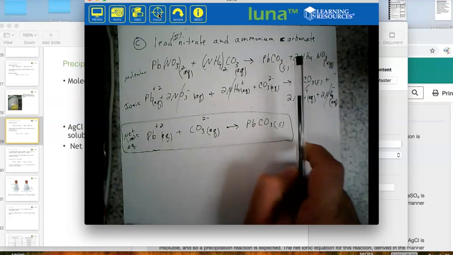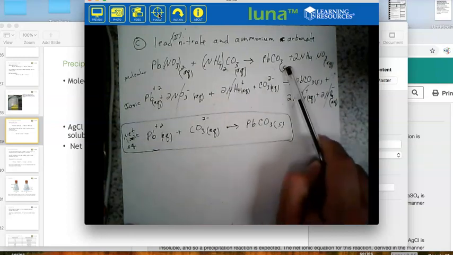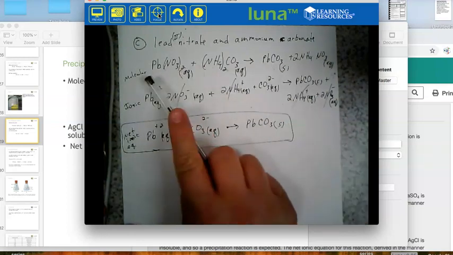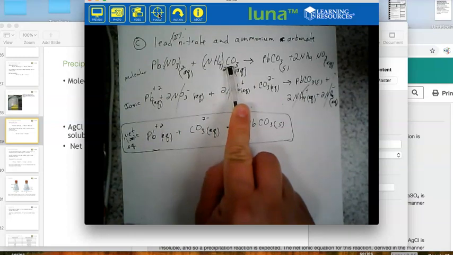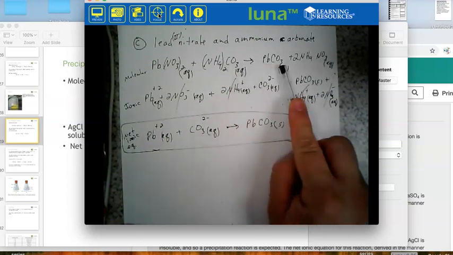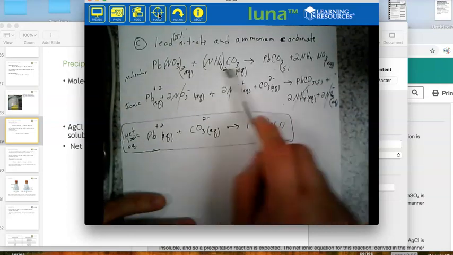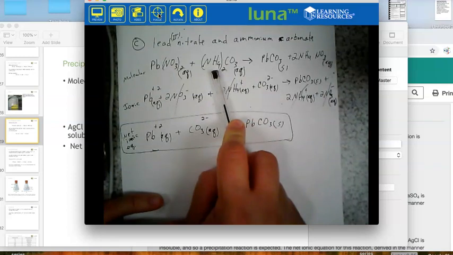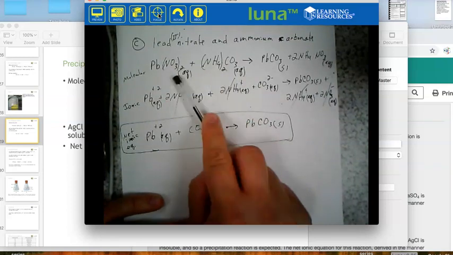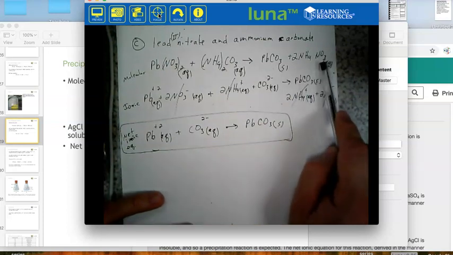Okay, and now I need to predict the products. Again, the outsides are going to react. So potassium and carbonate are going to react. I'm sorry, I said potassium. I meant lead and carbonate are going to react. Lead is +2 and carbonate's -2, so it's PbCO3. And then my ammonium, NH4+, is going to react with my nitrate, NO3-. Because they're both +1 and -1, we don't have to add subscripts there.